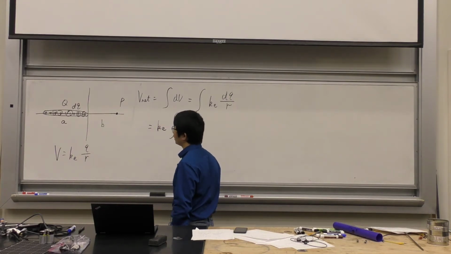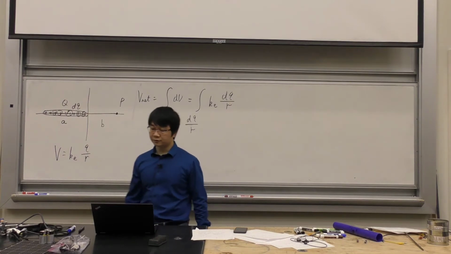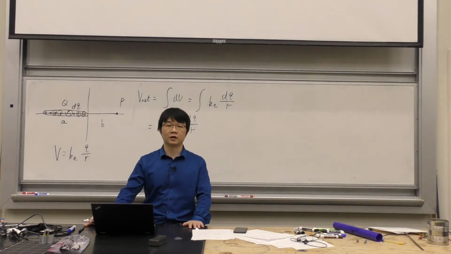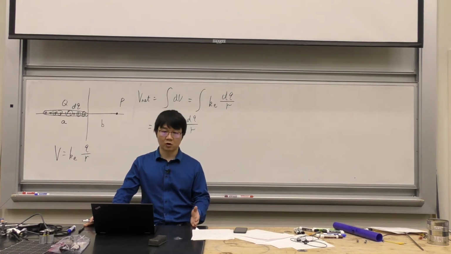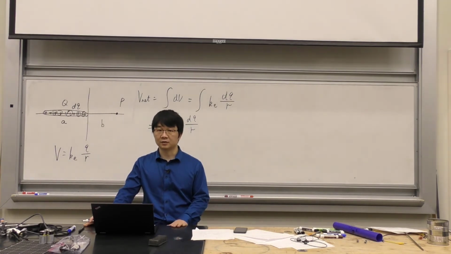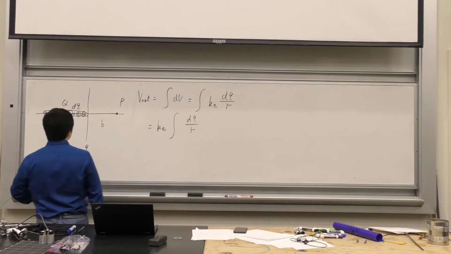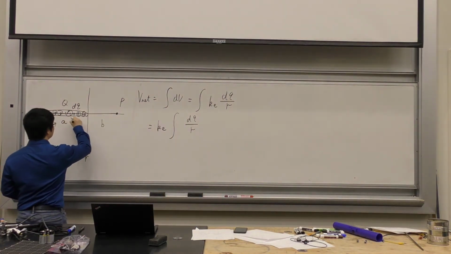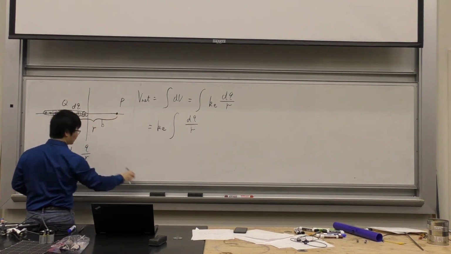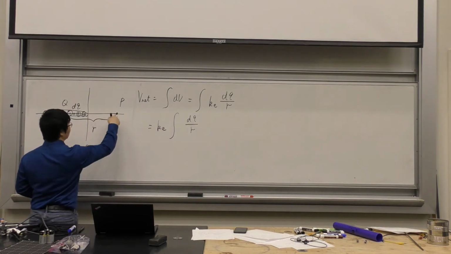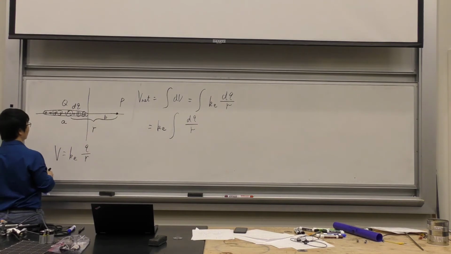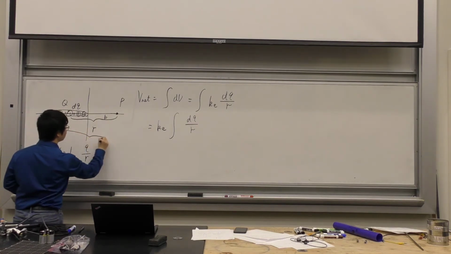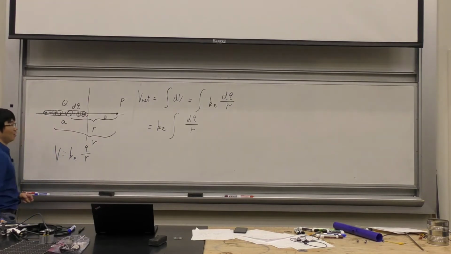Now dq over r. What is this r? R has a definition. The r is always defined, not radius in this case, as the distance from the source charge to the point you want to calculate the potential. So if I pick a dq here, this is going to be the r, because I'm trying to find the potential at this point. And if I pick a point, say this guy, this is going to be my r. So you see that the r is definitely a variable. You can't take it out. You have to leave it there. So dq is something you're going to integrate.